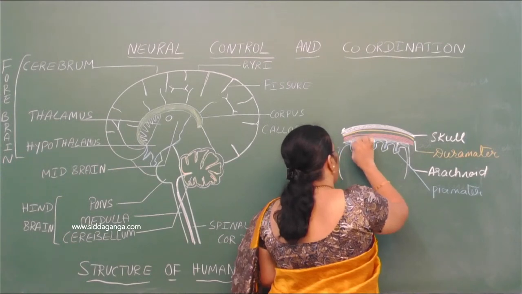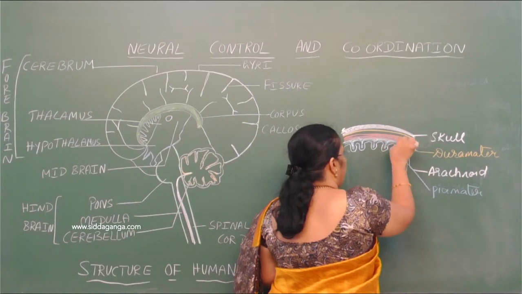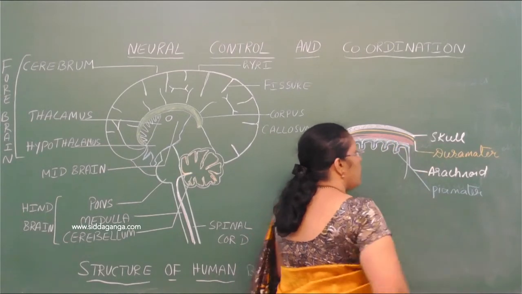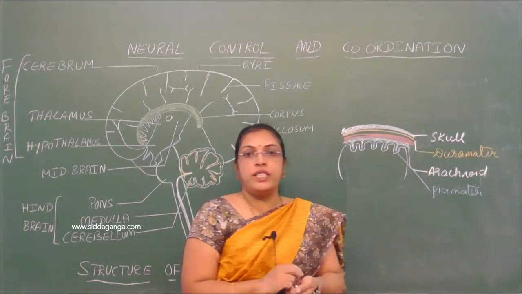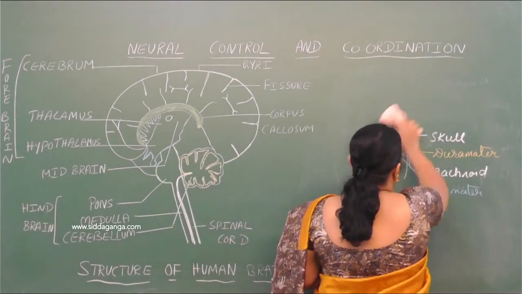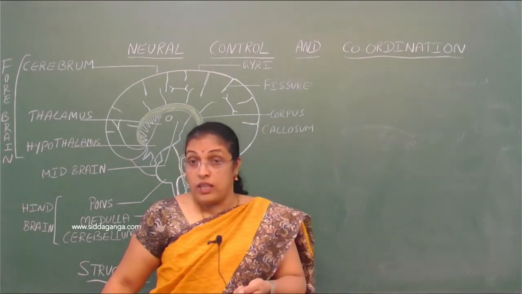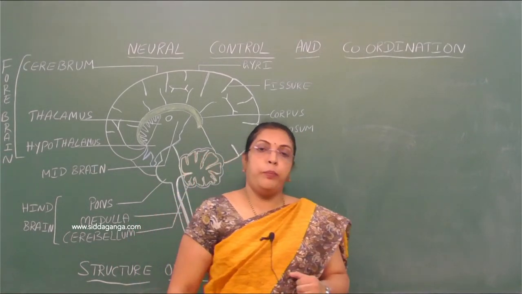Which protects the brain from shock. So below that pia mater we see the brain. Coming to the structure of brain, the brain is divided into three parts.